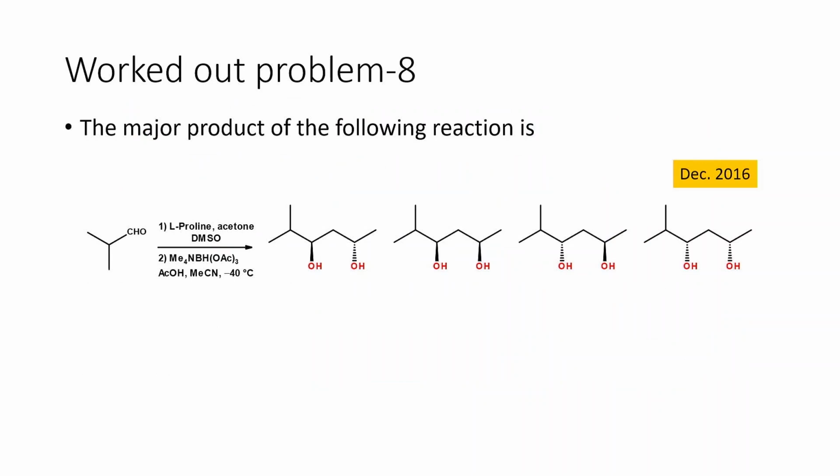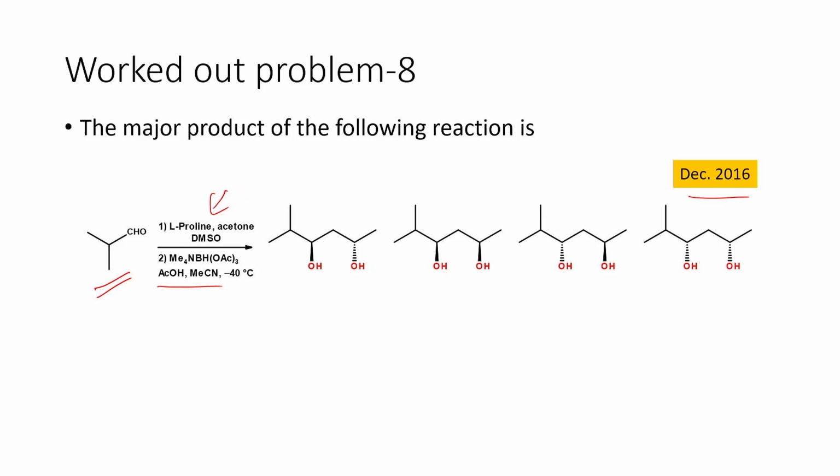So let us move on to the next problem. Here the major product formed in the following reaction, we have an aldehyde as the starting material. This is treated with L-proline, acetone and DMSO as the first step. The second step, we have the acetoxyborohydride reagent, in the presence of acetic acid and methanol, acetonitrile at minus 40 degrees centigrade, the reaction is carried out. So this question was asked in December 2016.